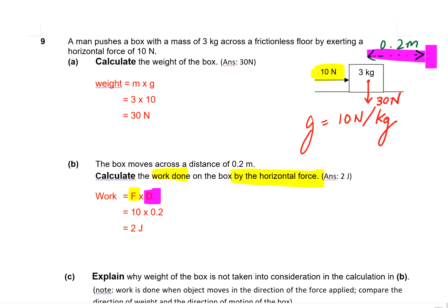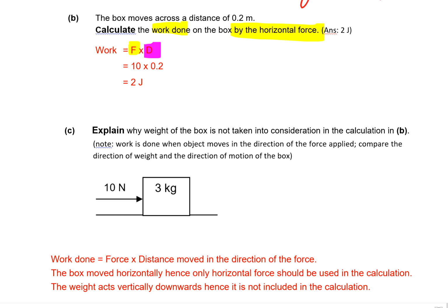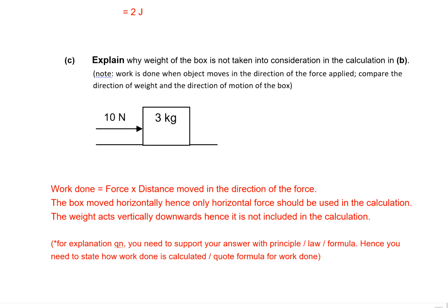Now, in case you wonder why 30 newtons is not used in the calculation, it is because the question did not mention anything about moving the box upwards, right? If you look at the question, if you look at the diagram, the 30 newtons is acting downwards. So you only need to include this in your calculation if you are talking about a vertical movement. So now we are talking about the horizontal movement. So I only focus on the horizontal force and the horizontal distance. So 10 times 0.2.